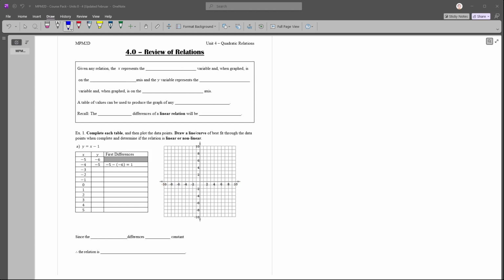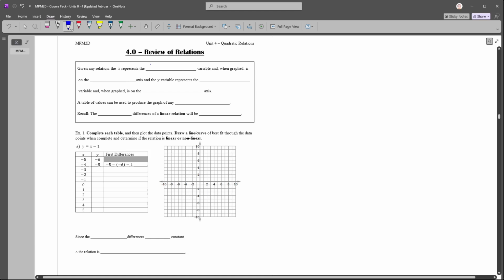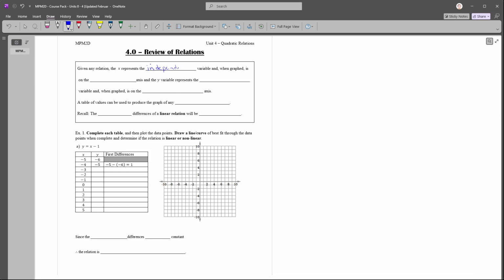Given any relation, the x represents what we call the independent variable. When it's graphed, it's going to be on the horizontal axis. If you look at the graph down below, that means that the x-axis is our independent variable.